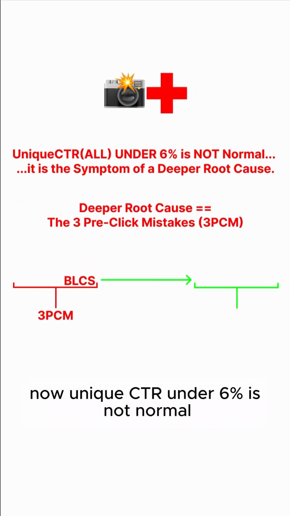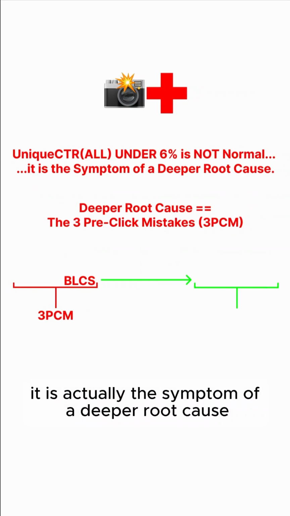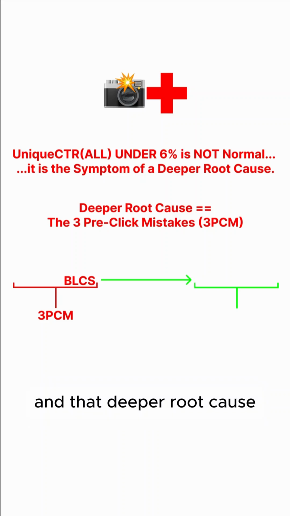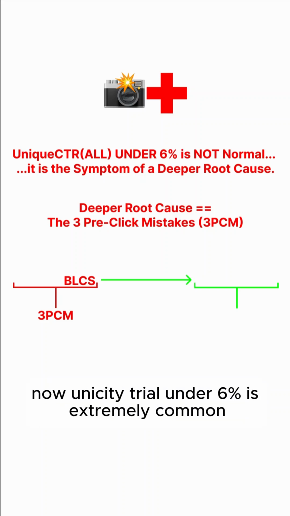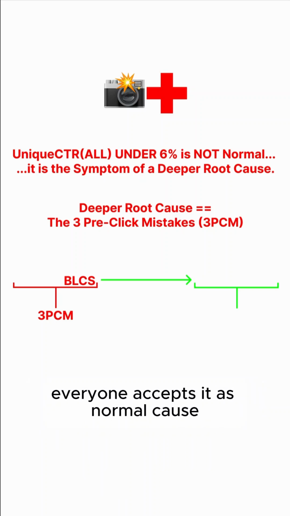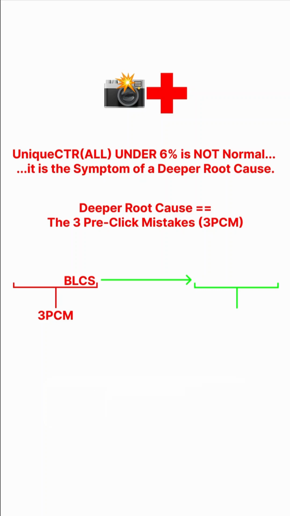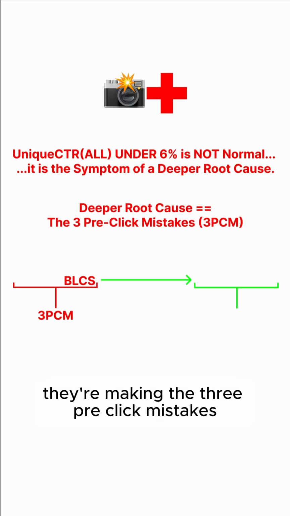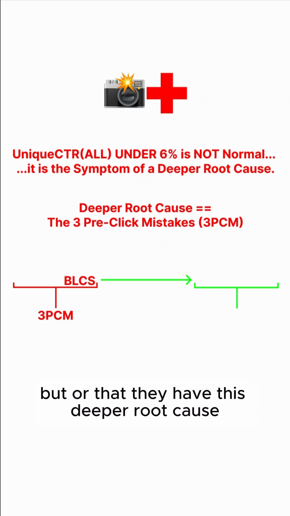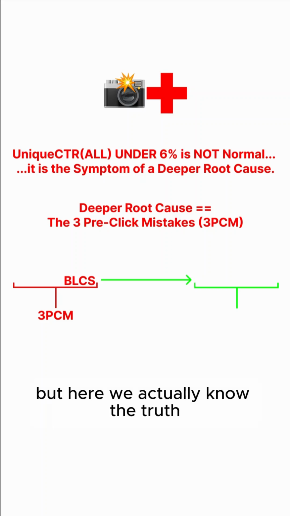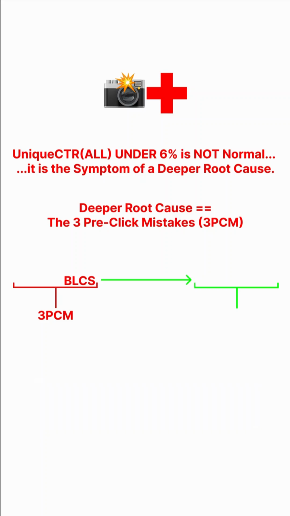Now, unique CTR all under 6% is not normal. It is actually the symptom of a deeper root cause. And that deeper root cause is the 3 pre-click mistakes. Now, unique CTR all under 6% is extremely common. Everyone accepts it as normal because nobody understands they're making the 3 pre-click mistakes, or that they have this deeper root cause. But here we actually know the truth.